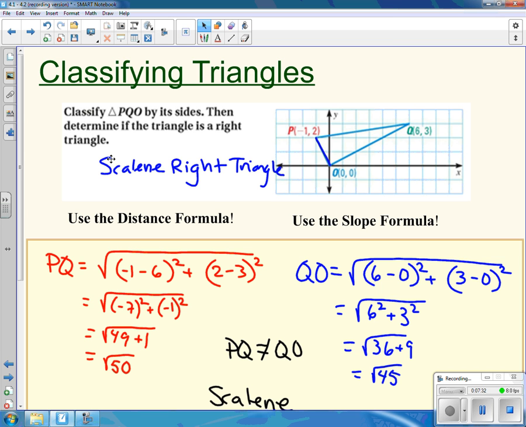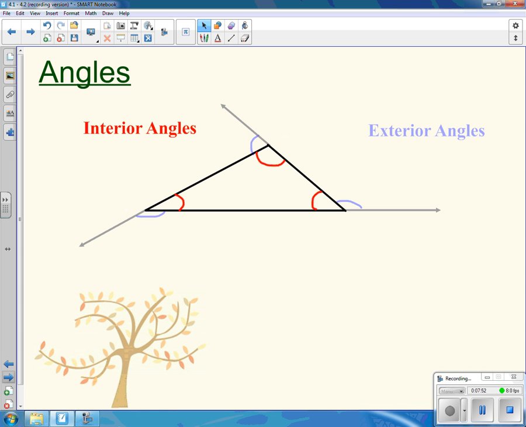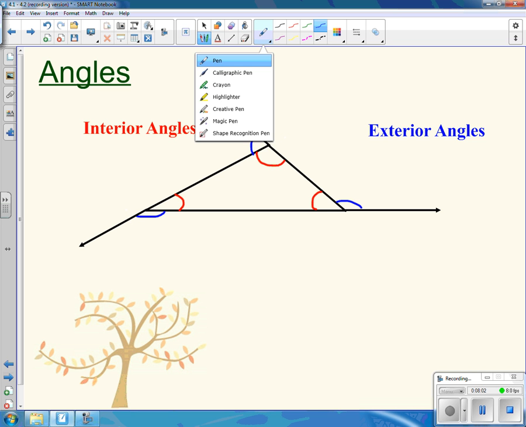Okay, let's move on. Next thing I want to talk about are angles that show up in a triangle. We have two sets of angles here. We have the interior angles, which I have marked in red right now, the three angles on the interior of the triangle. What we also have are angles called exterior angles. Exterior angles are when we extend the sides of the triangle. For example, I'm going to highlight this so you can see what I'm talking about.